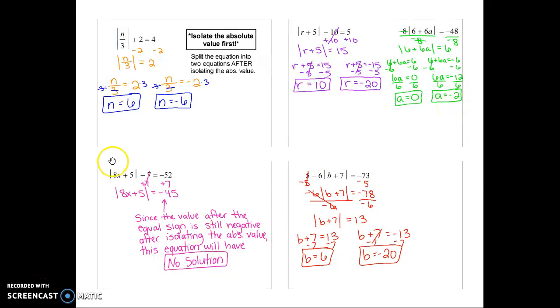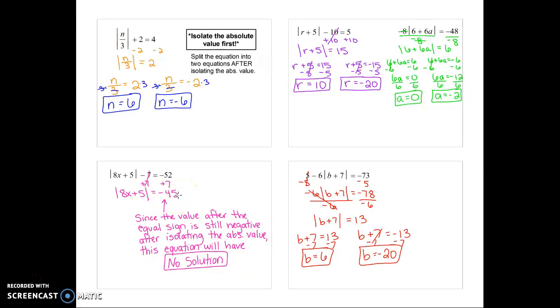Two more examples. In this one, again, I have to get this absolute value by itself first. This is a -7, so I need to add 7 to the other side. When we add 7, we get -52 plus 7 is -45. So at this step, I have the absolute value of 8x plus 5 equals -45.